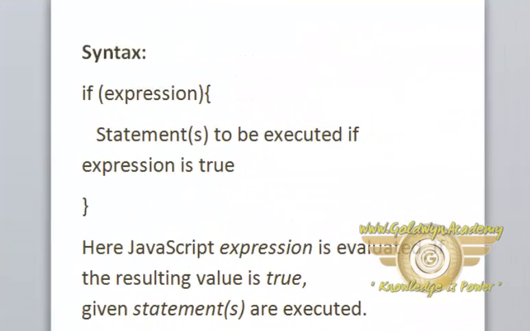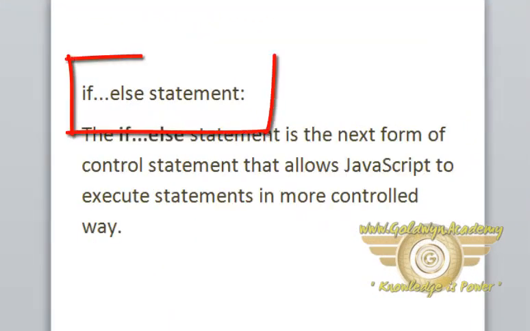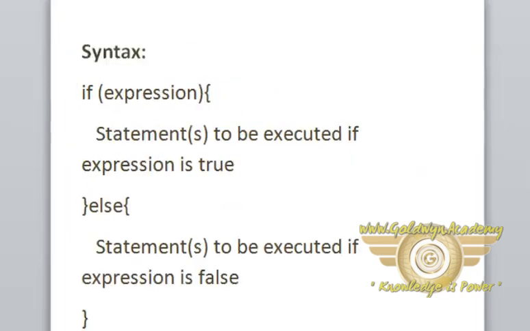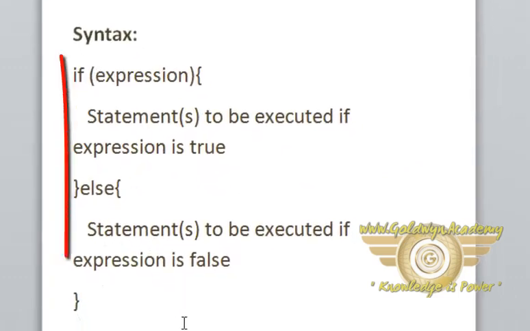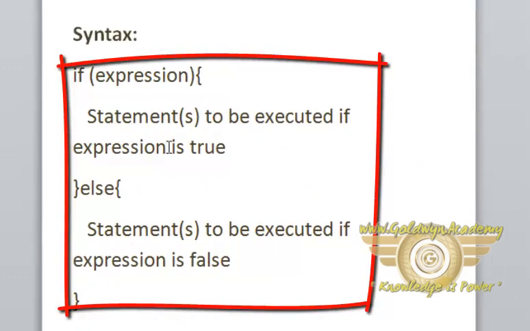Next, if-else statement. The if-else statement is the next form of control statement that allows JavaScript to execute statements in a more controlled way. This is the syntax of if-else statement. Here, the JavaScript expression is evaluated. If the resulting value is true, then the if block statement will be executed. If the resulting value is false, then the statement under the else block will be executed.